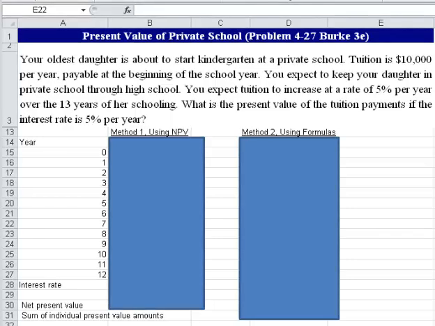Let's take a look at this present value problem. Your oldest daughter is about to start kindergarten at a private school. Tuition is $10,000 per year, payable at the beginning of the school year. You expect to keep your daughter in private school through high school.